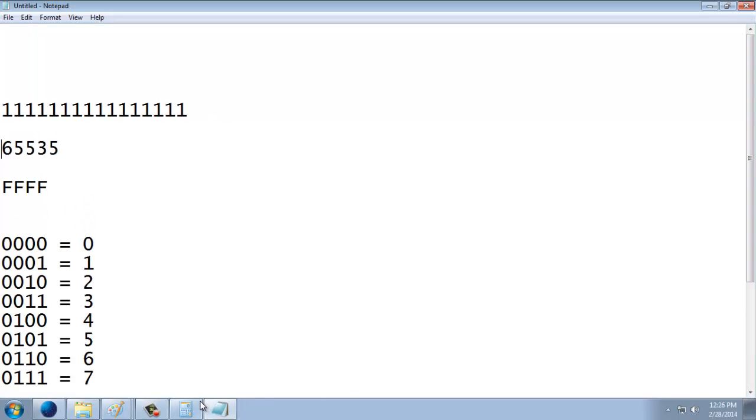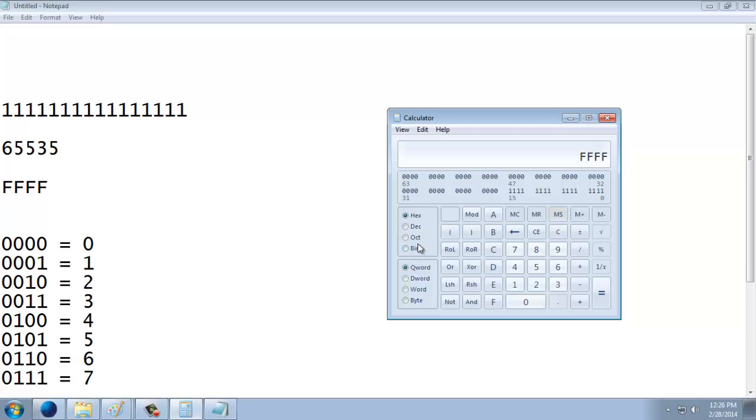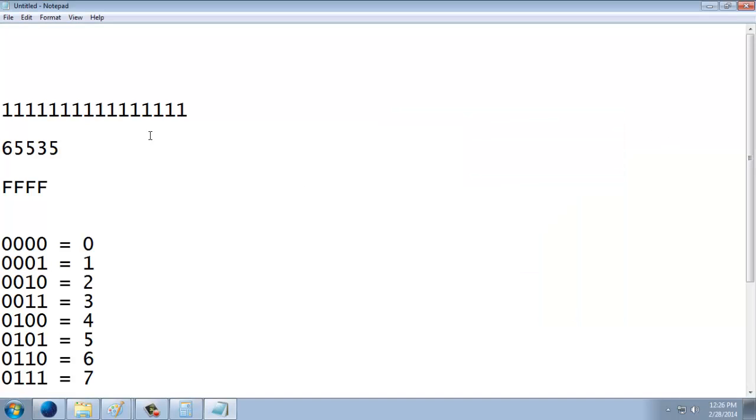You have any doubt? Open calculator and take decimal 65535. Correct? So normally in day-to-day life we use 65535. That number in the binary format or binary representation, we can represent something similar to this, and hexadecimal number we can represent something similar to this.